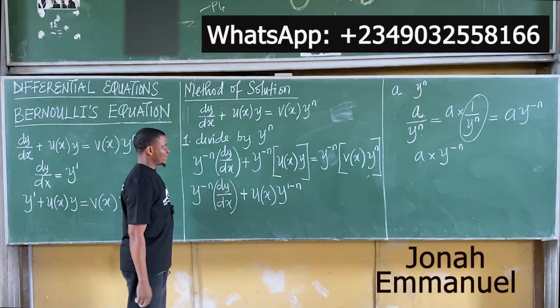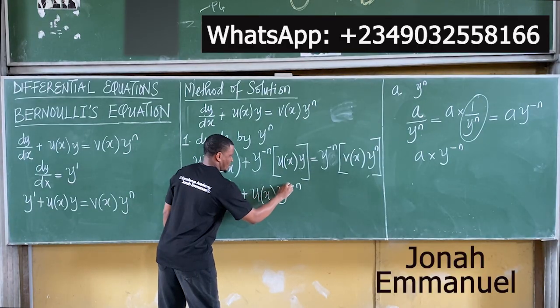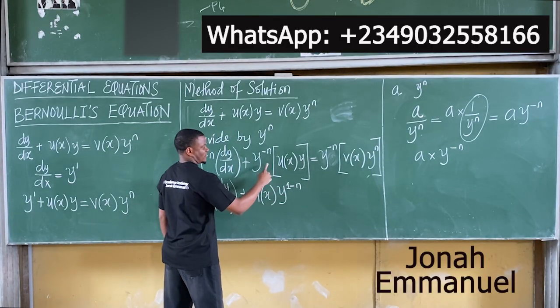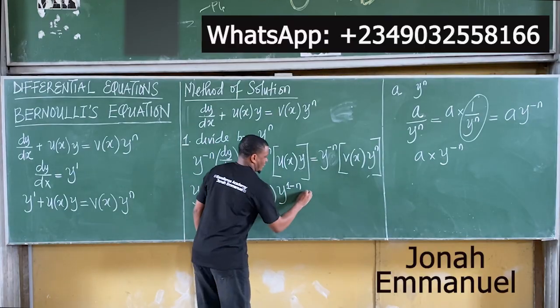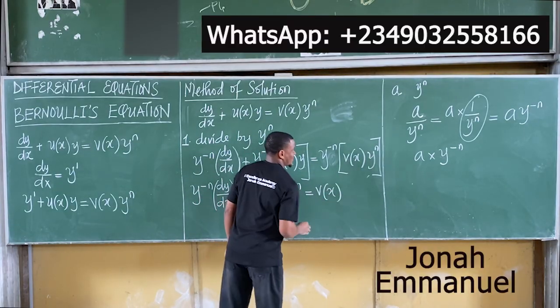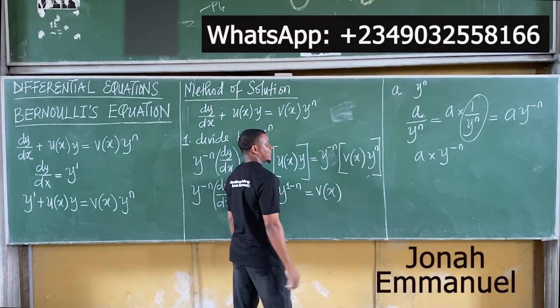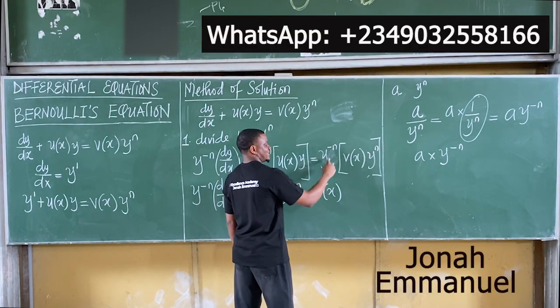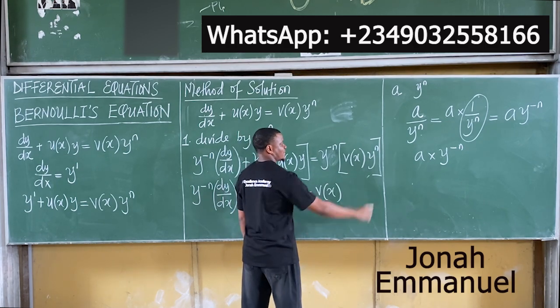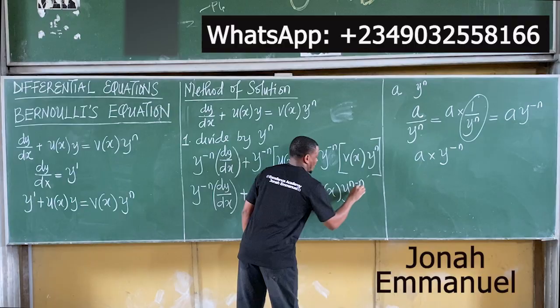Please take notes. So I have this as 1 minus n, this gives you v of x. If these two multiply, that gives you n minus n. Same base, so add the powers, becomes plus n minus n. That becomes y to the power n minus n.